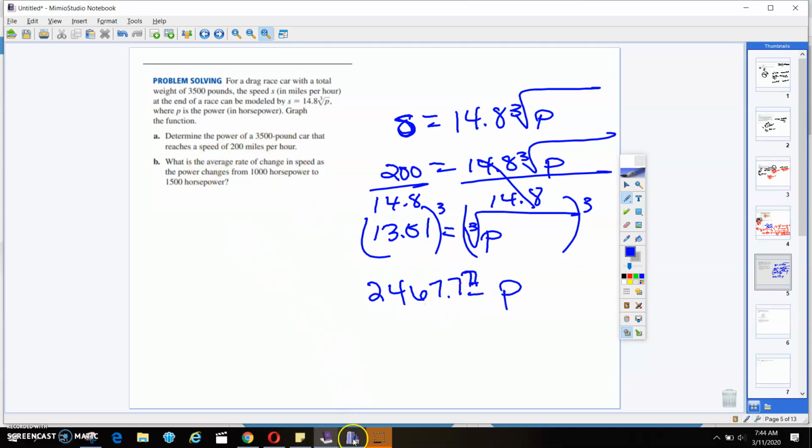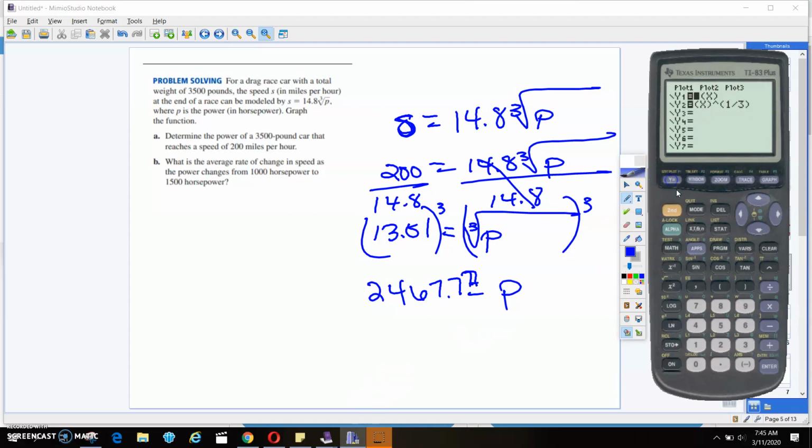So if I was going to graph this, I would go into my calculator and I would hit that y equals button, clear anything that's in there, and then I would type 14.8 parentheses x, close parentheses, raised to the 1/3 power. A lot of y'all struggle with cubic root in graphing them, so please make sure that you know how to type that into your calculator.